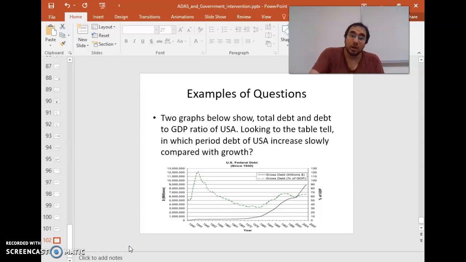The first question shows two graphs, but they are combined: total debt and debt to GDP ratio of the USA. Looking at the table, in the periods shown, US debt has increased slowly compared with the growth. You can see growth has increased in the 1940s, 50s, and 60s. However, the debt to GDP ratio has fallen. So basically, starting from 1944 all the way up to 1976 or 1980 is the period where debt has increased at a lower rate than the GDP.